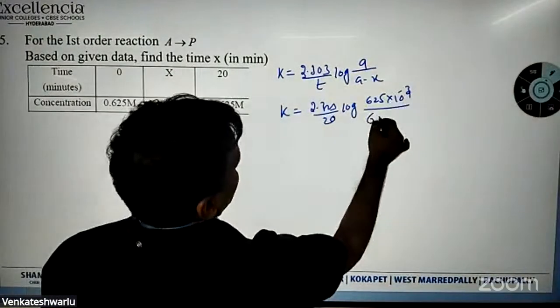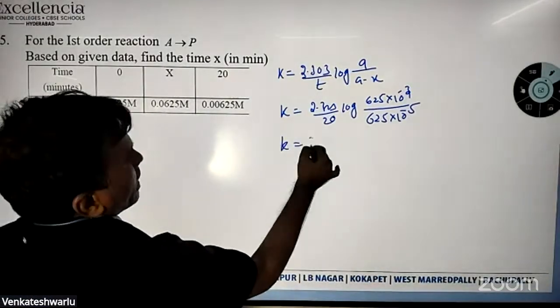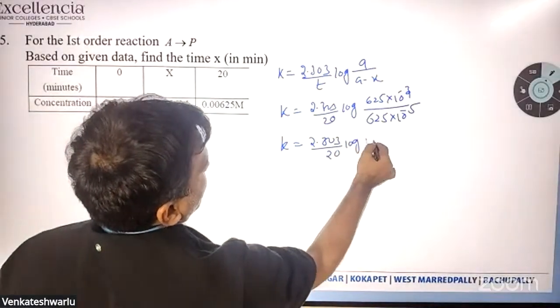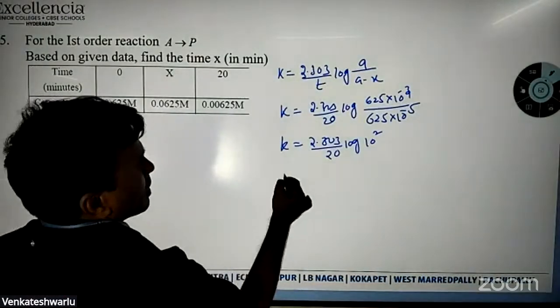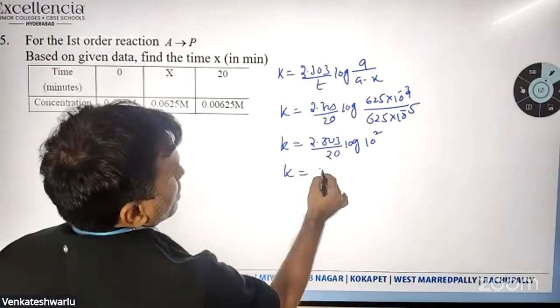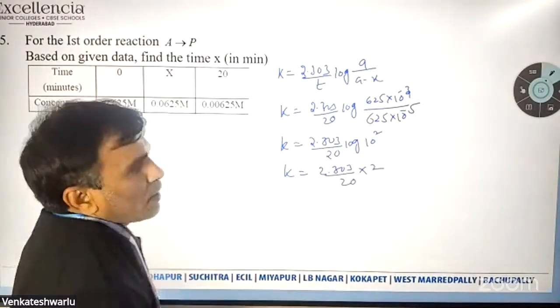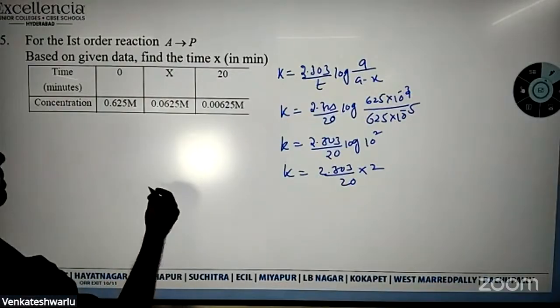Now it is 625 into 10 power minus 5. Finally, after simplifying, we'll be getting 10 power 2, right? Then K is equal to 2.303 by 20 into log 10 power 2, which is 2. Now they are asking for the time X.